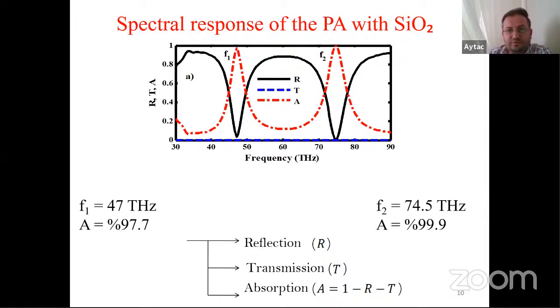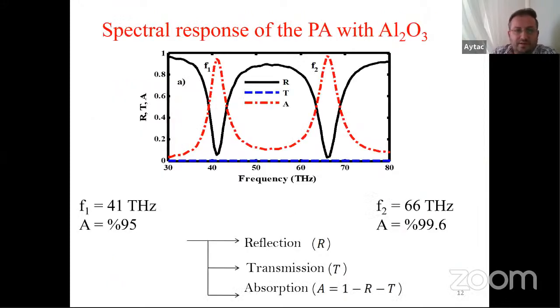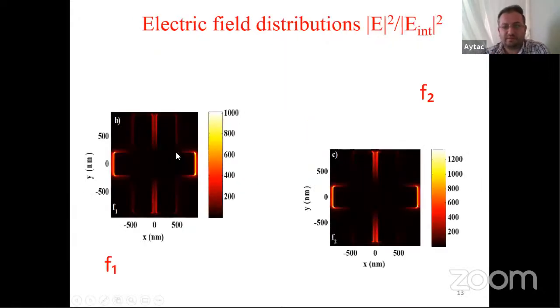We can change the dielectric spacer. We can use silicon dioxide, and also at the first and second resonance frequencies we get 97.7% and 99.9% absorption rates with this dielectric spacer, and also the electric field enhancements are the same as in the other work. And for the last dielectric spacer, aluminum trioxide, we also get two resonance frequencies. The first is 95% and the second 99.6%. Also, we can say they are nearly unity.